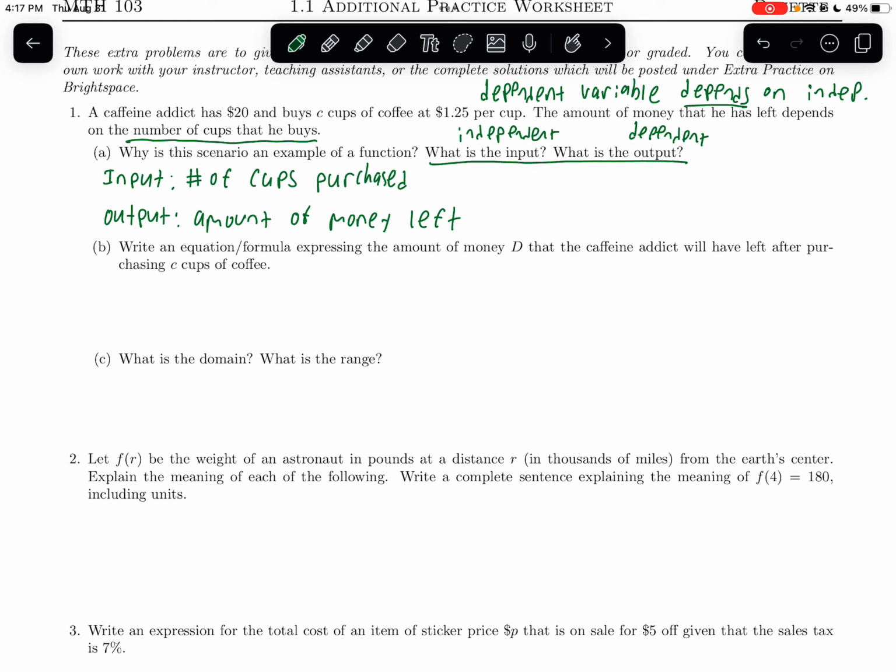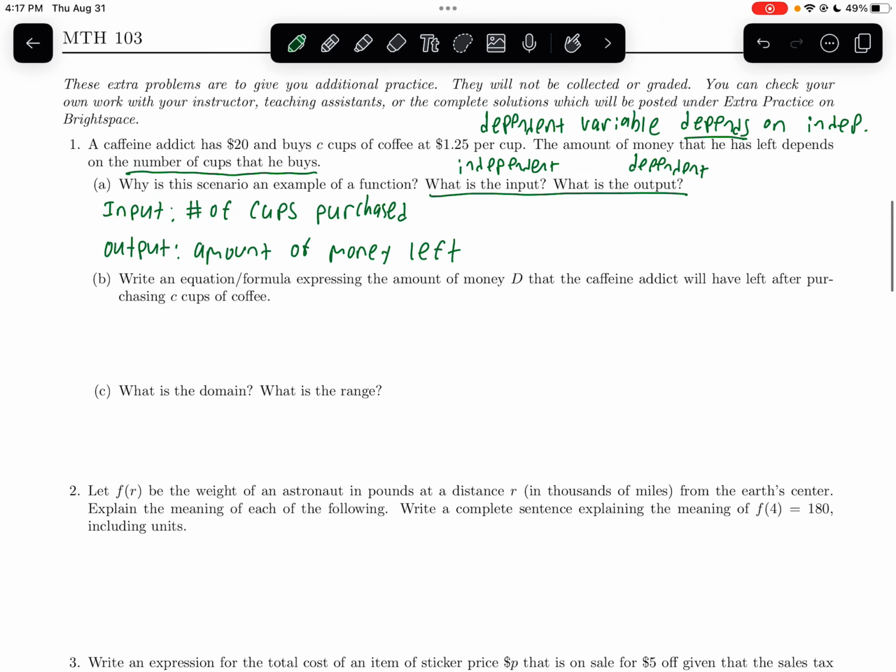Next, we're asked to write an equation expressing the amount of money, D, that they have left after purchasing C cups of coffee. So this is in terms of C. So this would be D, and this would be C. And therefore, the amount of money would be D. This equals, they have $20. So they're going to start with 20. If they didn't buy anything, they would still have 20 left. And then we're going to subtract.